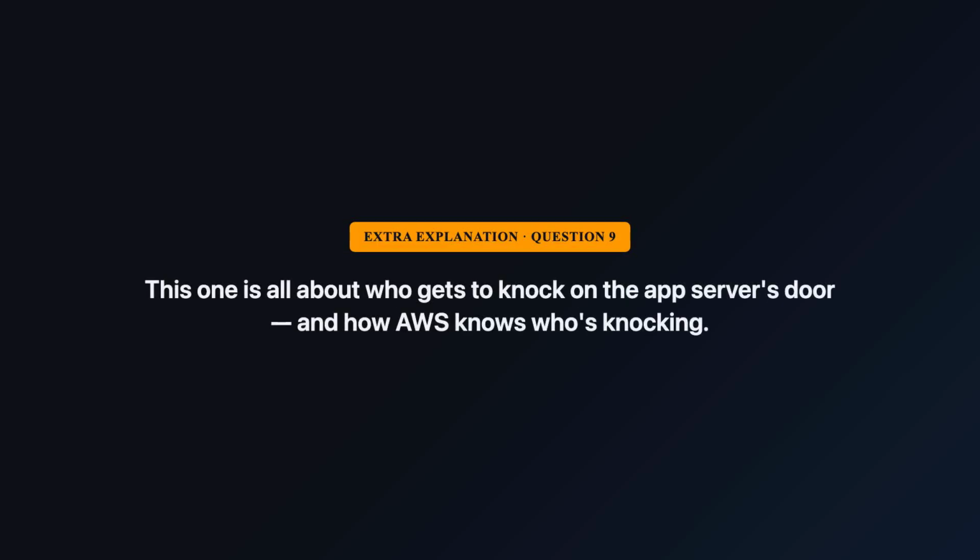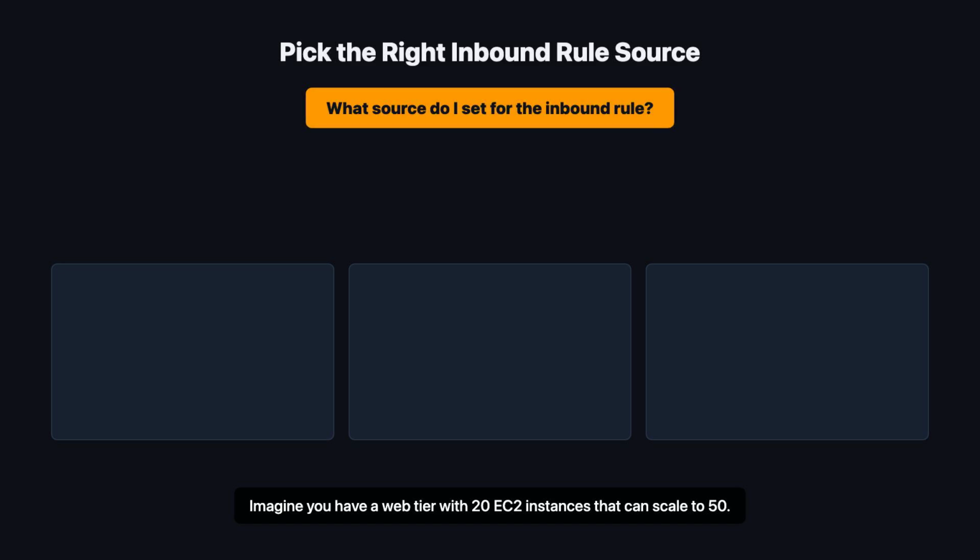This one is all about who gets to knock on the app server's door and how AWS knows who's knocking. Imagine you have a web tier with 20 EC2 instances that can scale to 50. You want the app servers to accept traffic from those web instances and nobody else. You could restrict by IP address, but every time Auto Scaling launches a new web server, it gets a fresh IP. You need to update the rule manually.